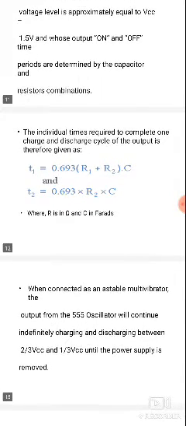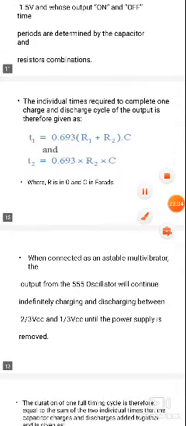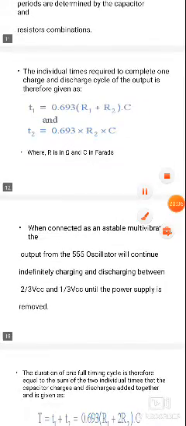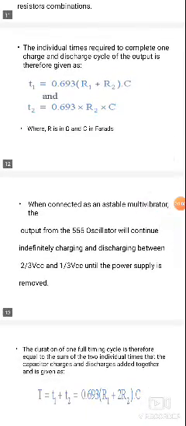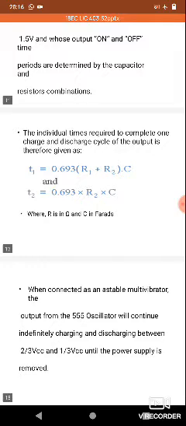Next, the capacitor on and off conditions depend on the resistors. The resistor combination R1 plus R2 means the capacitor is charging, and only the R2 resistor means the capacitor is discharging. So the resistor combinations decide whether the capacitor is in the charging position or the discharging position, that is, whether the output is in the on condition or the half condition.